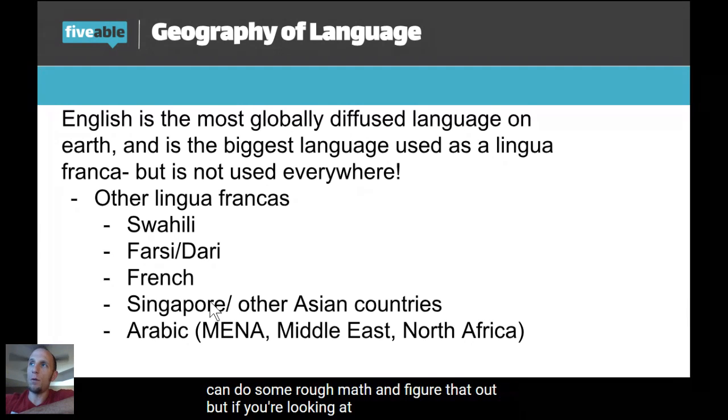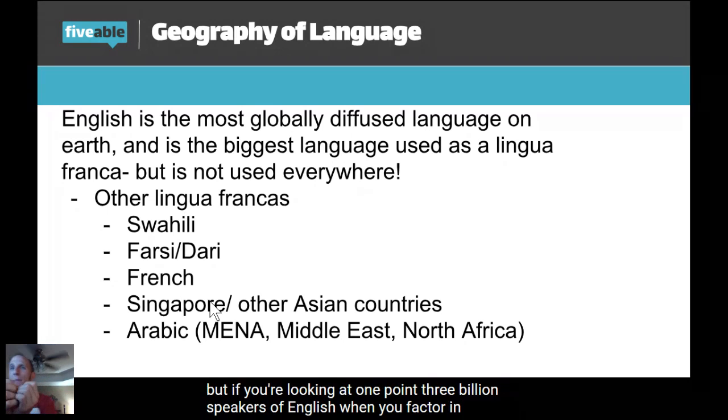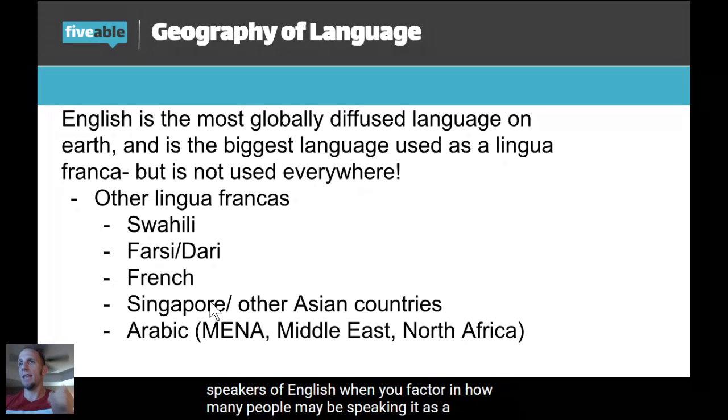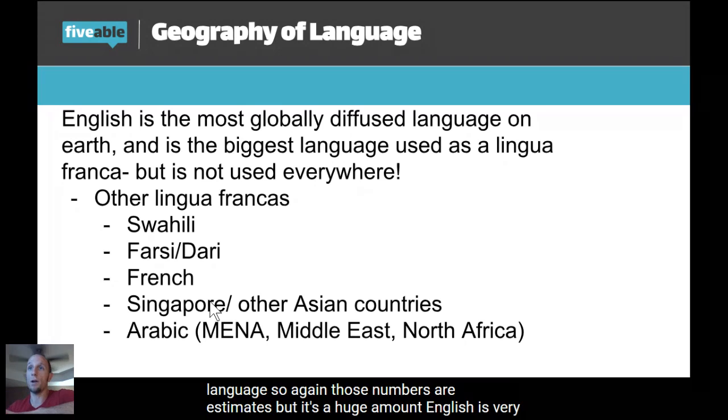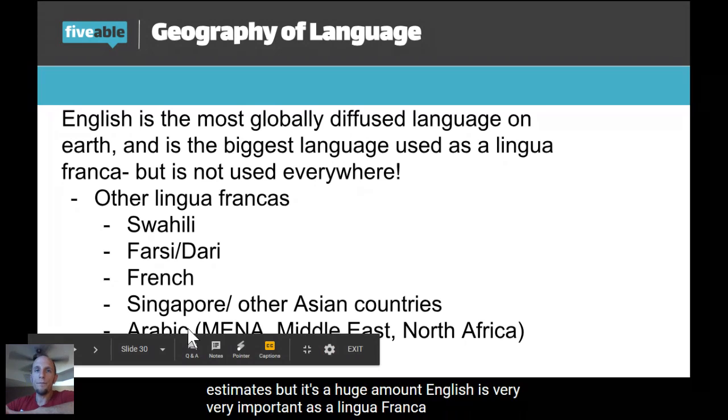But if you're looking at 1.3 billion speakers of English, when you factor in how many people may be speaking it as a second language, then it becomes roughly 1/6 of the world population might speak some version of English, either as a native or as a second language. Those numbers are estimates, but it's a huge amount. English is very, very important as a lingua franca.